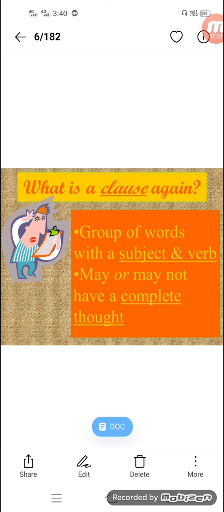Now, what is a clause? A clause is a group of words with a subject and verb. Okay, this is called a clause. A clause should have a subject and a verb, right? It can sometimes give meaning and sometimes it cannot. If it gives meaning, it is called an independent clause. If it doesn't give any meaning, then we can simply call it a dependent clause, right? This is about clauses.